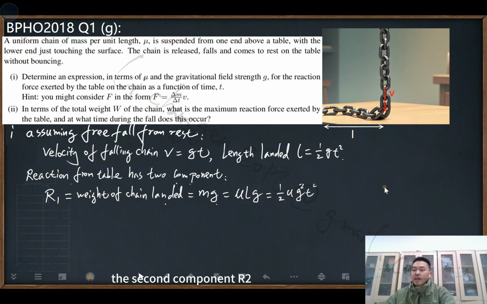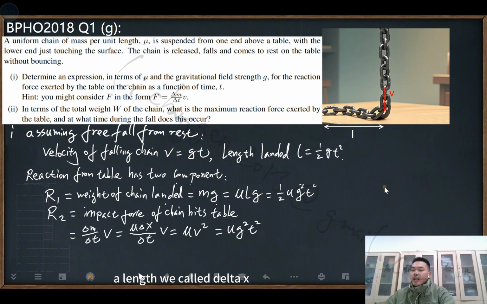The second component, R2, comes from the momentum change of the chain as it hits the table and comes to rest. We imagine a very small portion of the chain, a length we call delta x, hitting the table during a tiny time interval delta t. From the hint, the impact force is given by force equals delta m over delta t multiplied by the velocity.